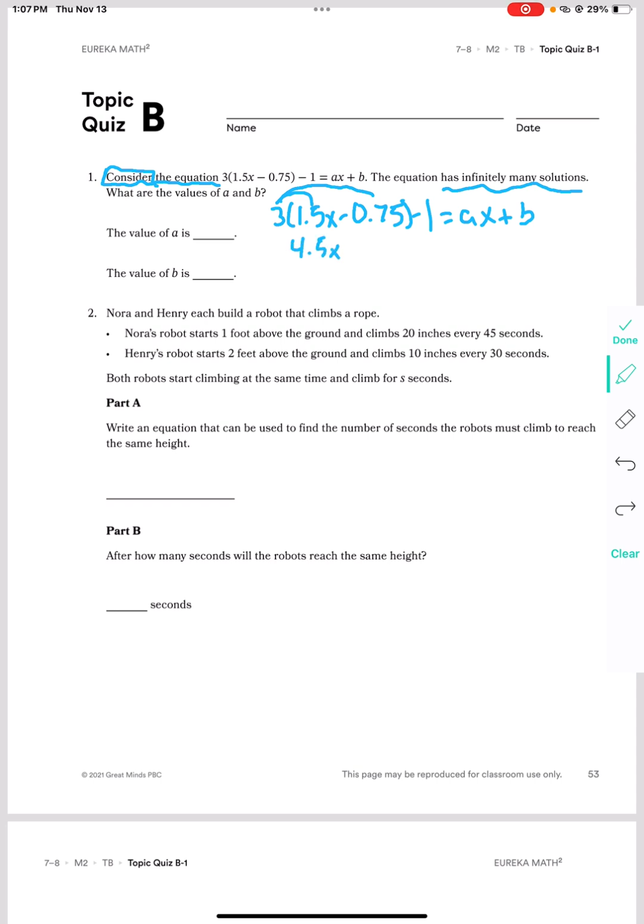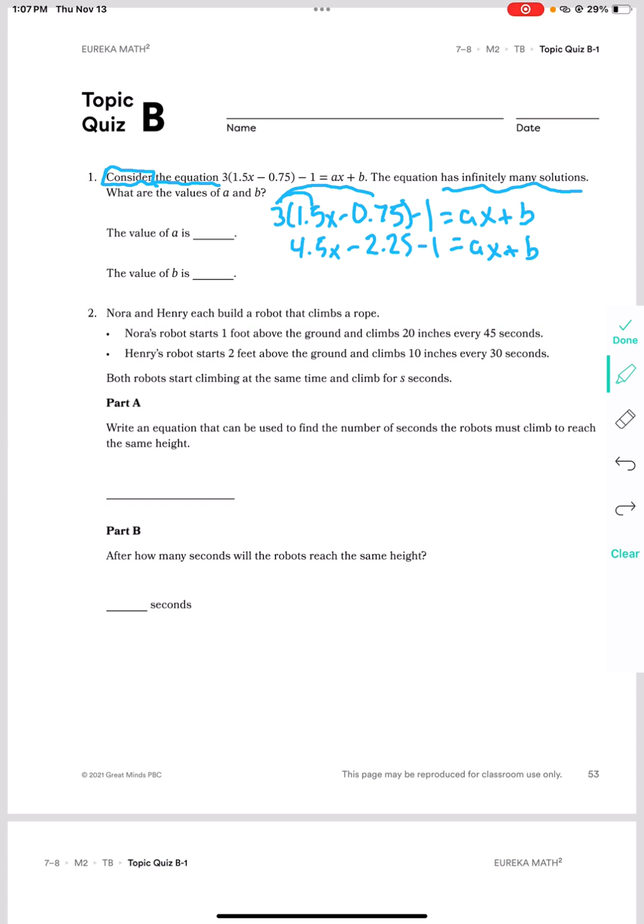And then I'm also multiplying 3 times negative 0.75. Okay, remember you include what's in front of the number. So that would be negative 2.25 minus 1 equals ax plus b. Okay, so now I've done step 1. Now I'm at step 2. Step 2 is combine like terms. The question is, do I have like terms?